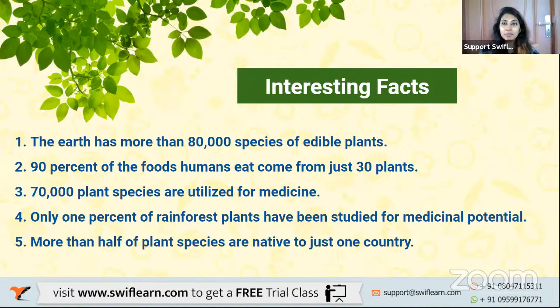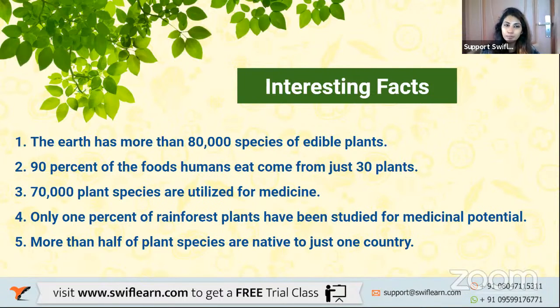Now I'll share with you some interesting facts. The Earth has more than 80,000 species of edible plants. Now, 90% of the food humans eat comes from just 30 plants. Out of more than 80,000 edible plants, what we humans consume is only 30 plants. That's so shocking, right? We didn't know that there were 80,000 plants, and that we are only consuming from 30 plants.